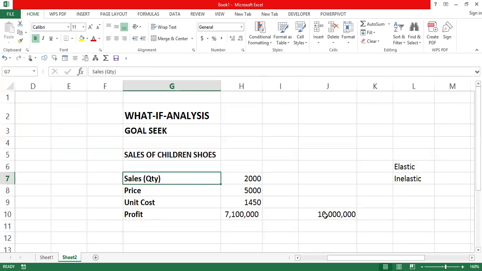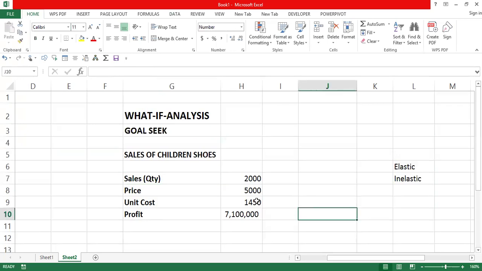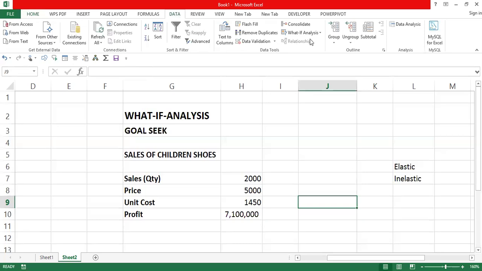So it's a what if analysis tool. So you understand what the problem is. What problem are we trying to solve? Our objective is to earn a profit of 10 million by increasing sales. So how do we use what if analysis to do that? We can use goal seek to do that. To use goal seek, you just click on data tab, click on what if analysis, that pulls down the menu. You click on goal seek.